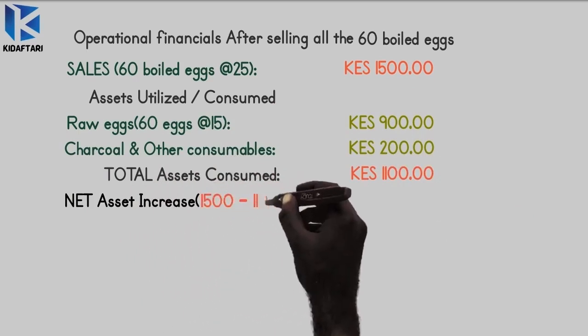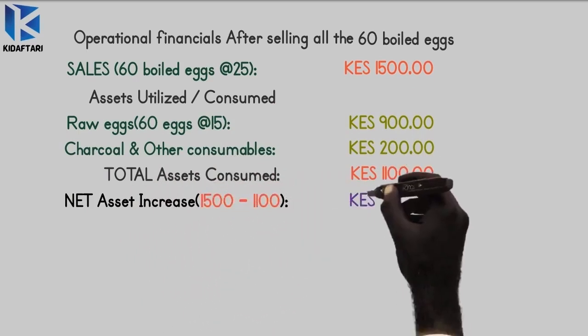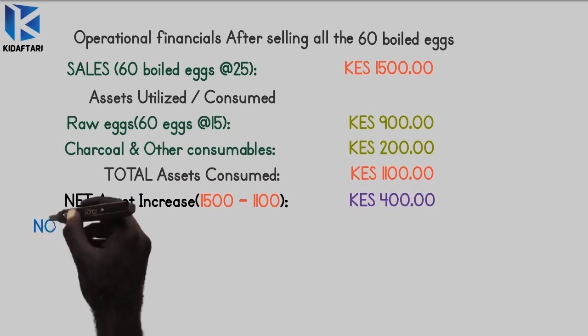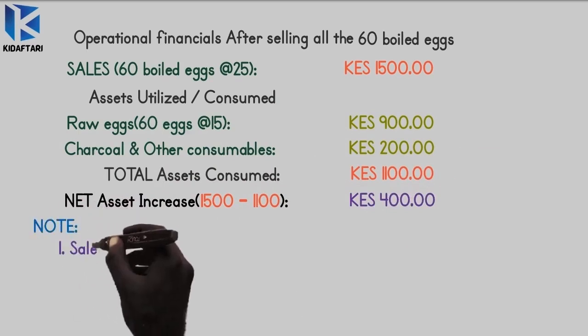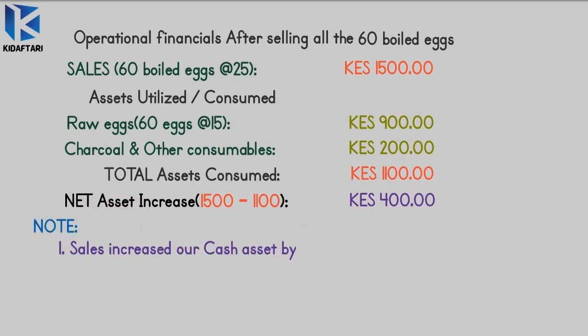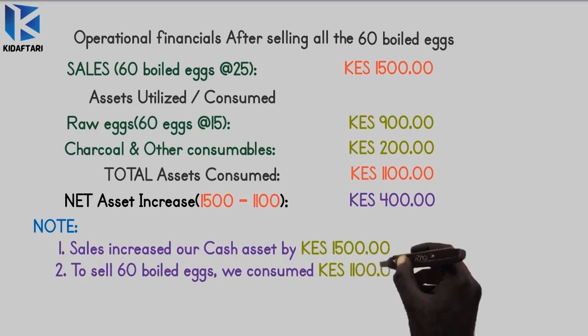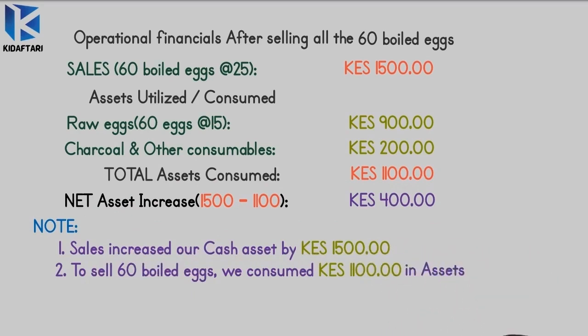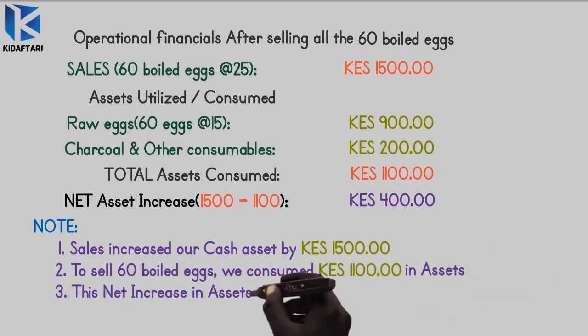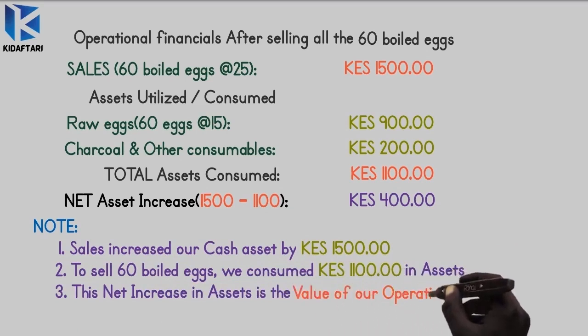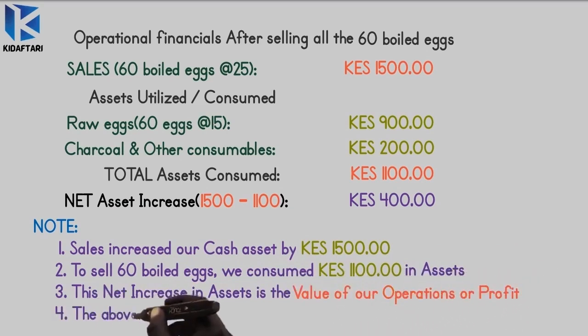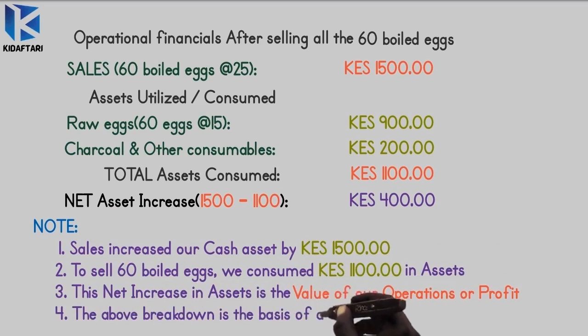Net asset increase is 400 shillings. Note: sales increased our cash assets by 1,500 shillings. To sell the 60 boiled eggs, we consumed assets worth 1,100 shillings. This net increase in assets is the value of our operations, or profit. The above breakdown is the basis of a profit and loss report.